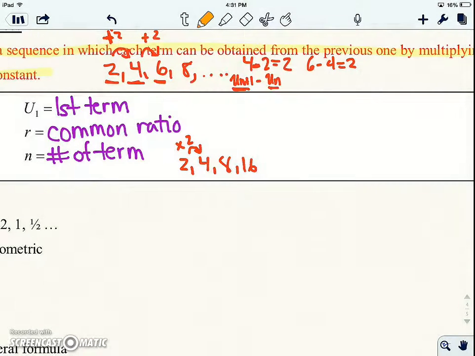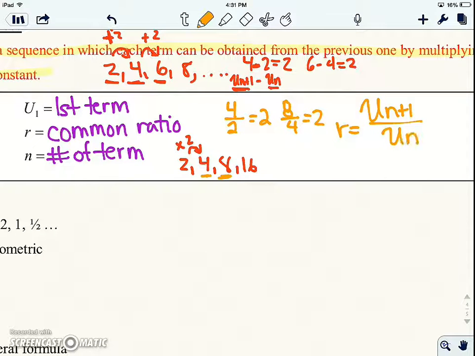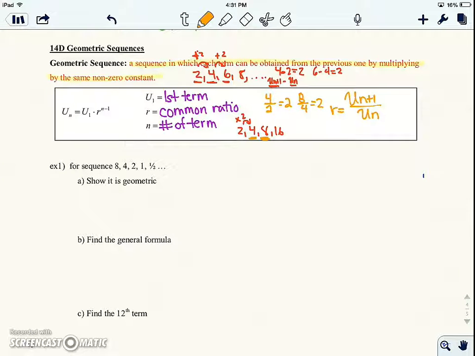And so if we wanted to figure out that it was times by 2, I mean, we can clearly see it, but if we needed to check because we couldn't see it, we do 4 divided by 2 is 2. 8 divided by 4 is 2. And so the formula for that is r is u of n plus 1 over u of n. That's the u of n plus 1, divided by the one previous to figure out what we multiplied it by to get the next one. And let's do an example of that.